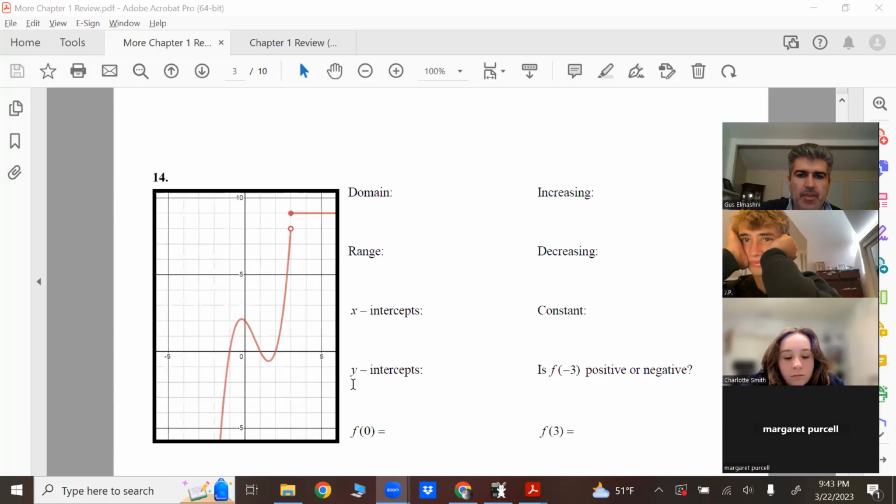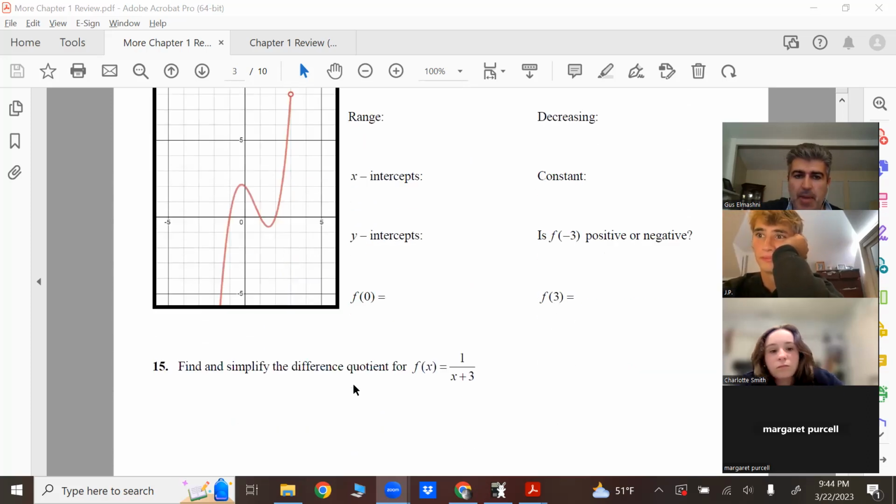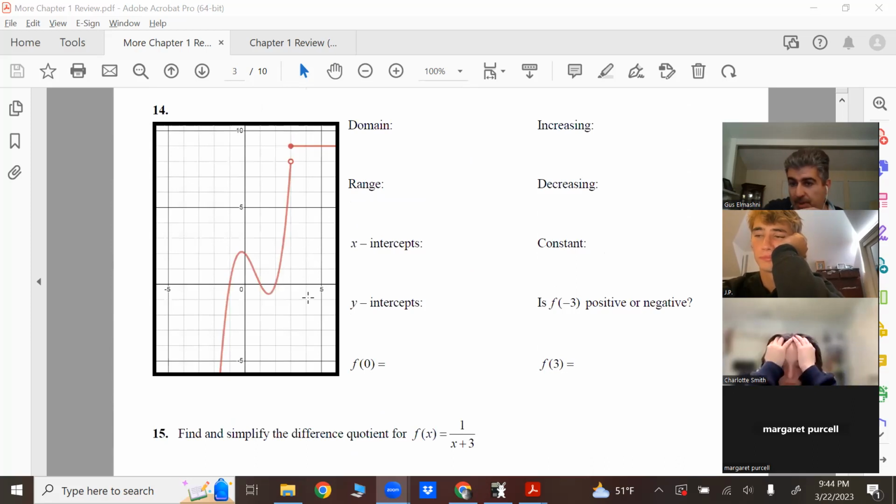Let's see here. We could probably do some of 14 a little bit. That's a good one to do. That's what I'm going to give you guys from 14, just so you know. I'm going to give you a graph and then ask the stuff. That's what I'll do.